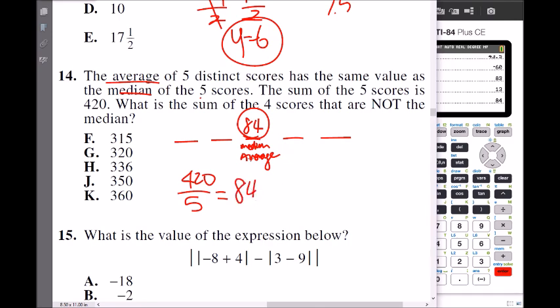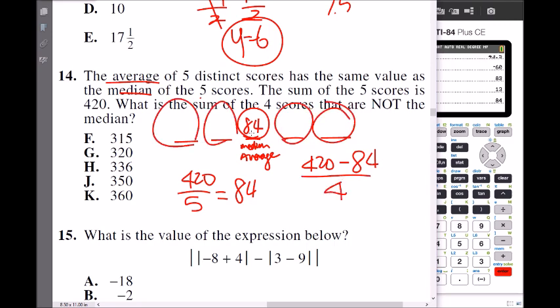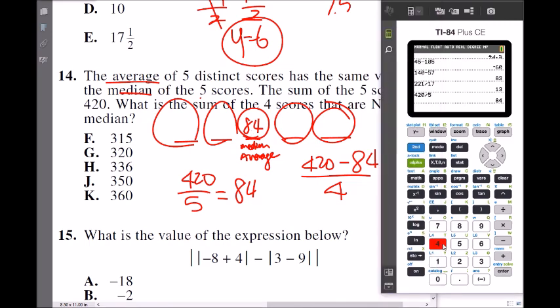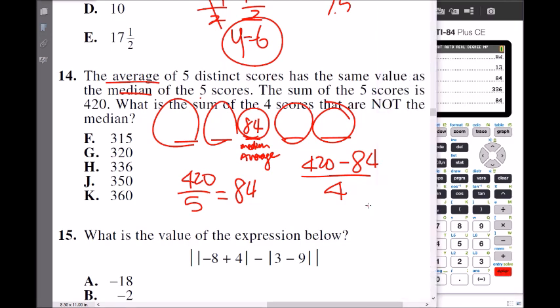What is the sum of the 4 scores that are not the middle? So what do you do? You subtract from the total. We're excluding 84, so you subtract 84 and now you're dividing by these 4. We are excluding this one, so it's 420 minus 84. Press enter for sure, never divide by 4 altogether, unless you put the parentheses.